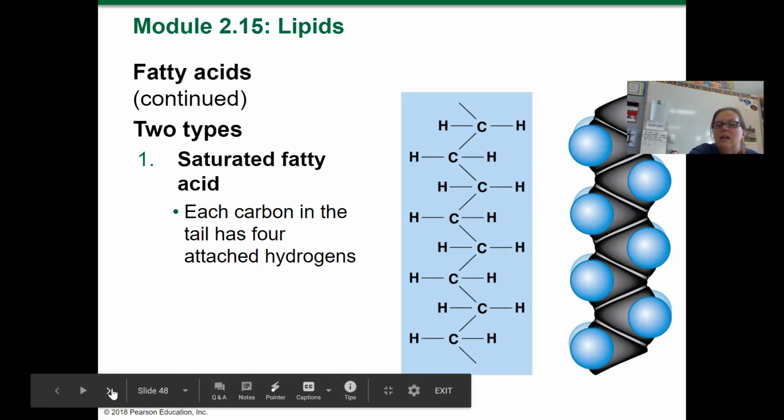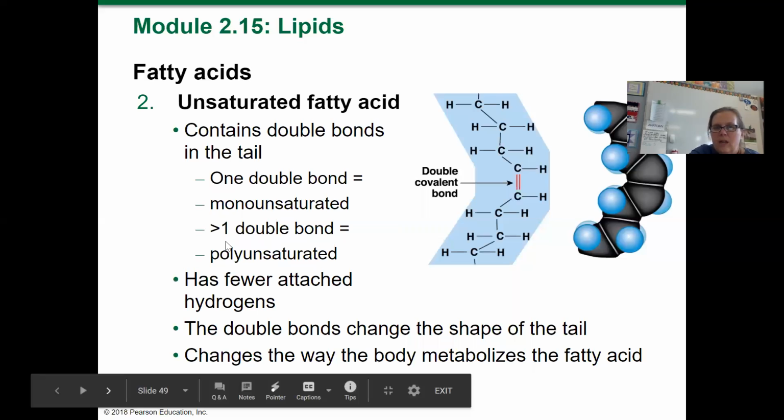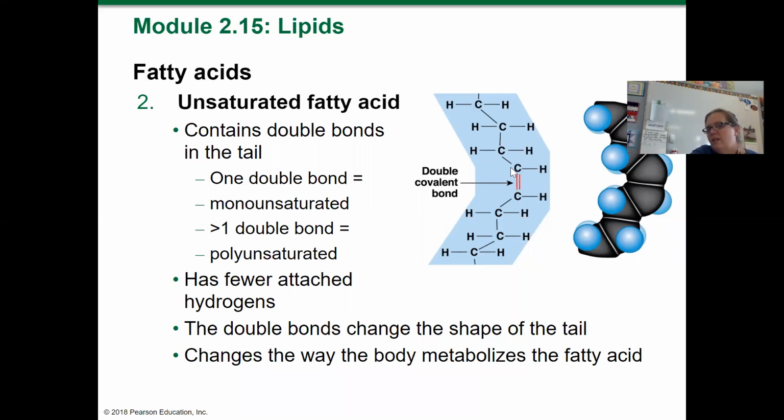Saturated fats. Saturated fats means that the carbon, if you look here, the carbon is saturated with hydrogen. So there are single bonds and there are a lot of hydrogens involved. Unsaturated means there are some double bonds so that this carbon isn't saturated with hydrogen. It's really only attached to one hydrogen.